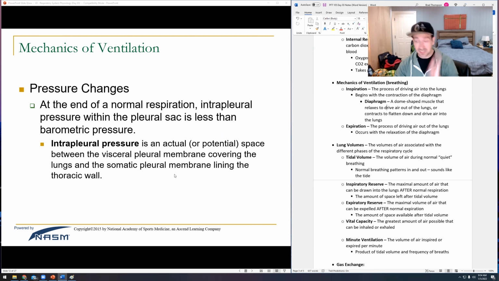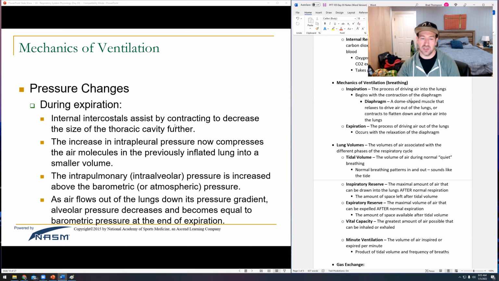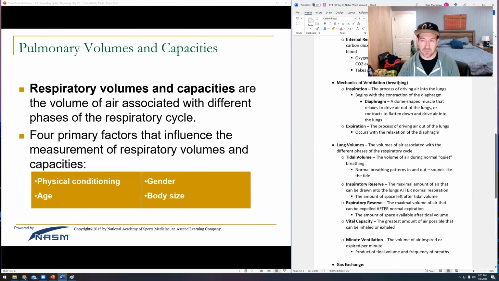So when we're talking about these pressure changes, inspiration is driving air into the lungs. Your diaphragm flattens down. Expiration is pushing air out of the lungs, and that is where your diaphragm relaxes. So during inspiration, the volume increases, which creates an area of low pressure, and that's why air rushes into the lungs. During expiration, the diaphragm relaxes, creating a squeezing sensation on your lungs, which pushes air out.